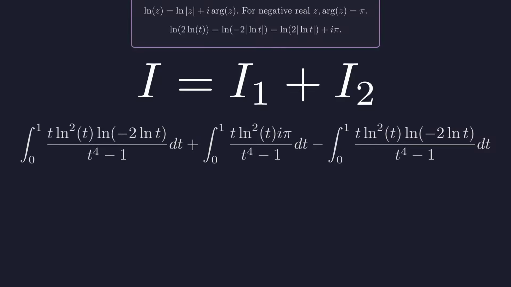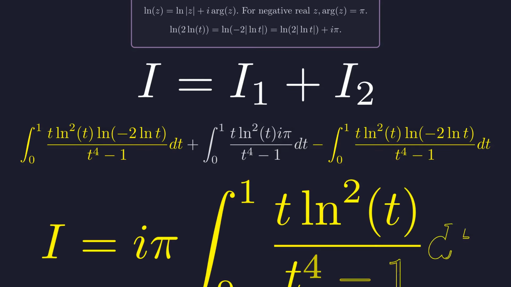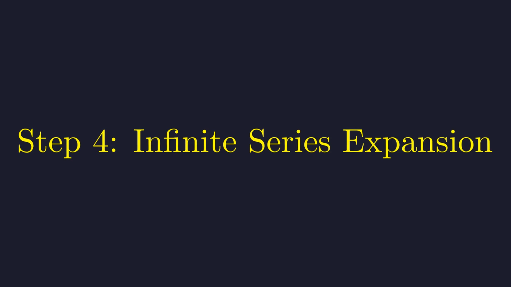Let's expand the first integral into two parts. And here is the beautiful moment. The complicated logarithmic terms are identical but with opposite signs, so they cancel out completely. After the cancellation, our entire impossibly complex integral reduces to this much simpler form. To solve this final integral, we will convert the algebraic fraction into a geometric series.